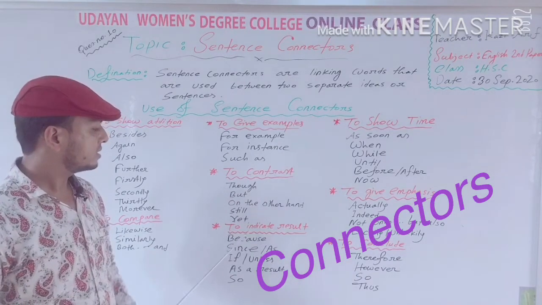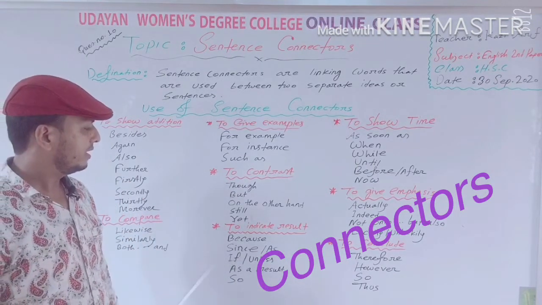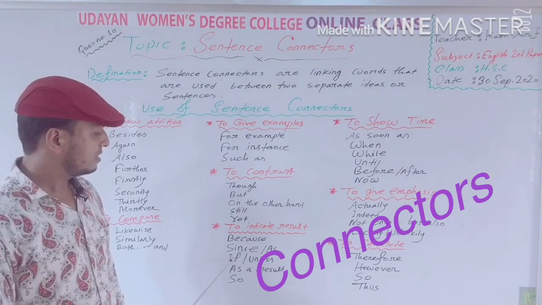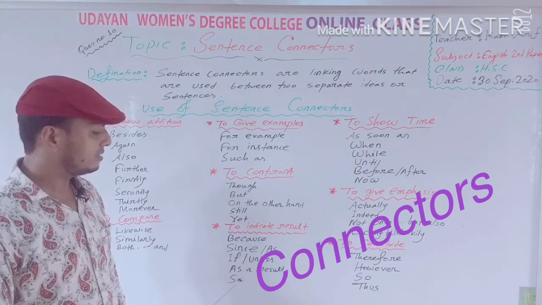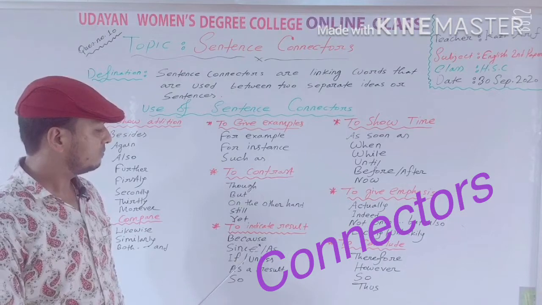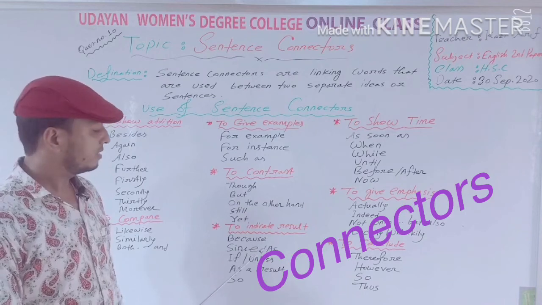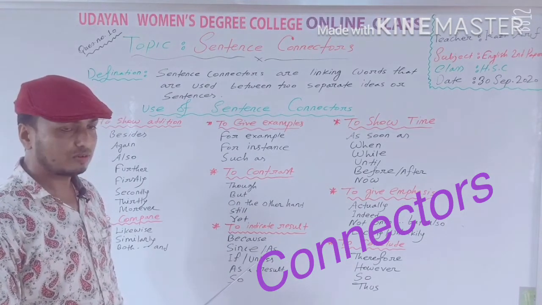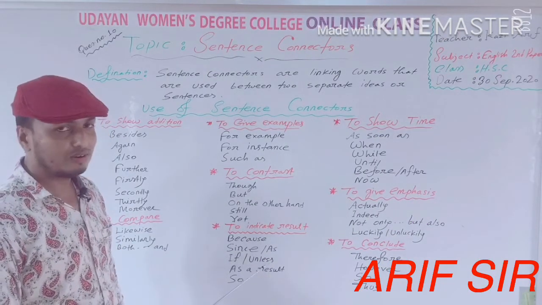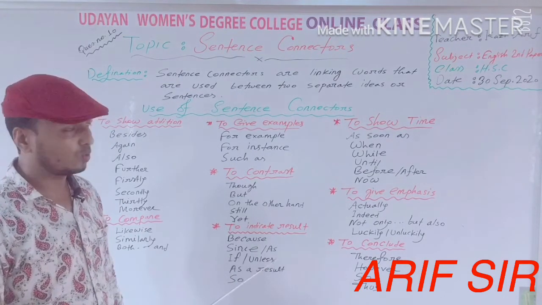Okay. Next, to indicate result, what can we use? In that type of sentence, we can use because, since, or as, if or unless, as a result, or so. Actually, if the sentence is complex sentence, then you can use because to indicate the result. If the sentence is complex, you can use since or as. Okay, and if it is conditional sentence, you can use if or unless. Okay, and if the sentence is simple, you can use as a result, so.